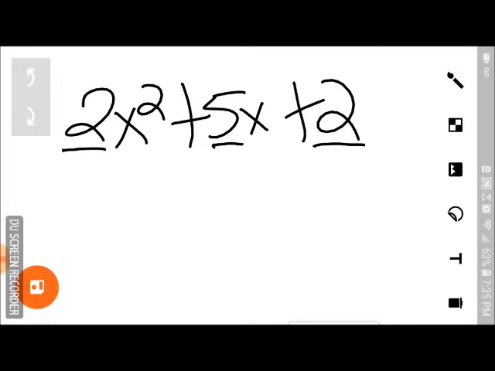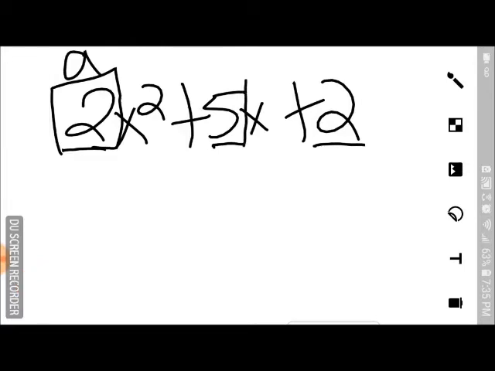So the number or the coefficient before the x squared term is going to be our a. The number or coefficient before the x term is going to be b. The number without a variable behind it is going to be our c.